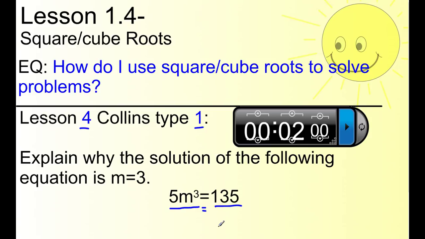When you're ready, pause the video, do the problem. When you're ready to continue on to the vocabulary, hit play, and we'll move on.